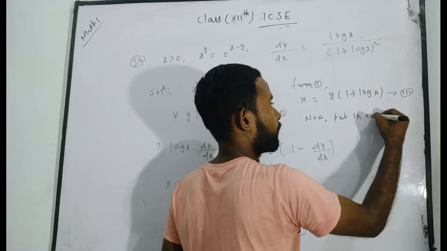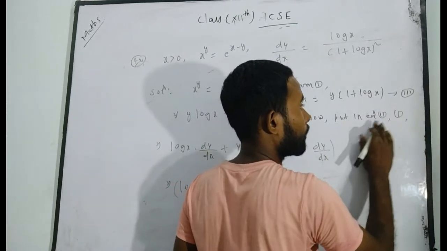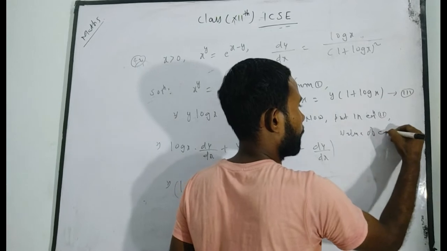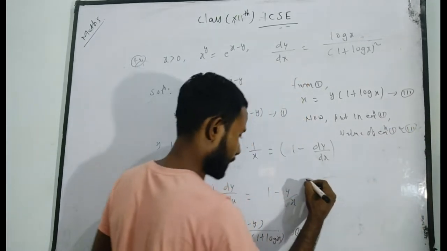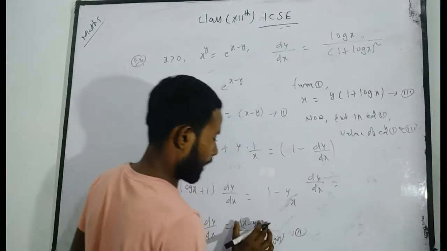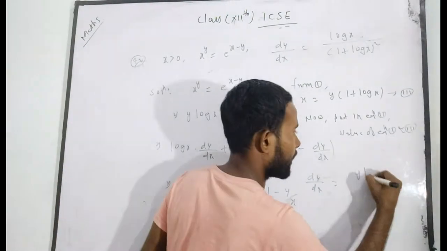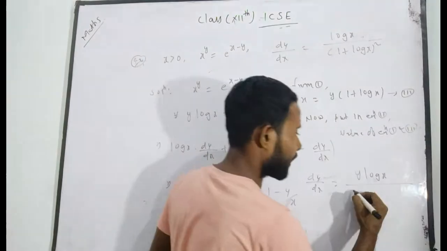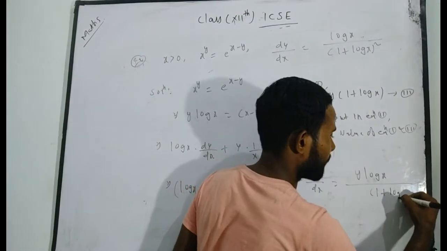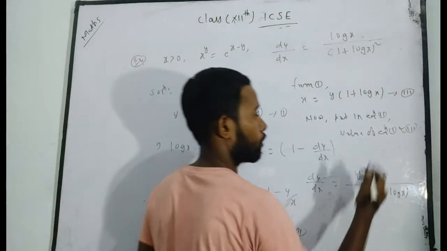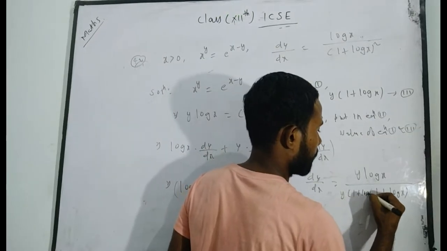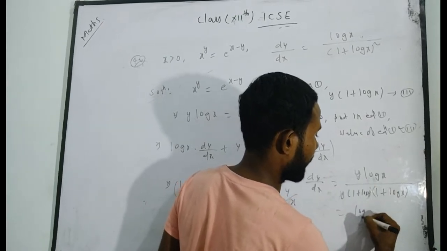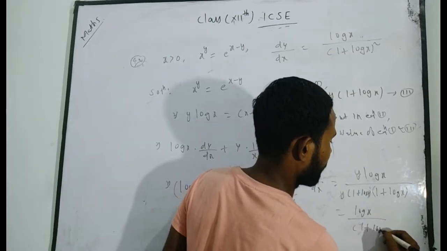Now put in equation second the values from equation first and third. In that case, you will get dy/dx is equal to x minus y, which is equal to what? y into log x. So you can write y into log x directly, divided, right? In the denominator, x into (1 plus log x). Firstly write 1 plus log x, and the value of x is equal to y into (1 plus log x). Have you understood? y cancels, so it will be directly log x divided by (1 plus log x) whole square.